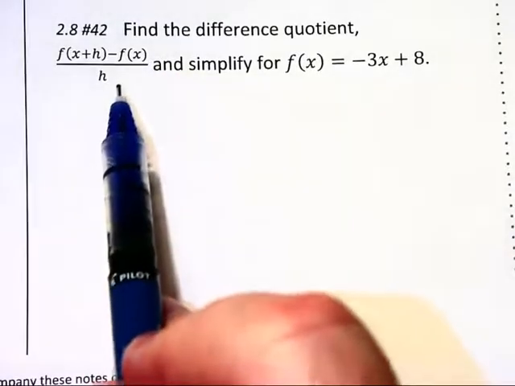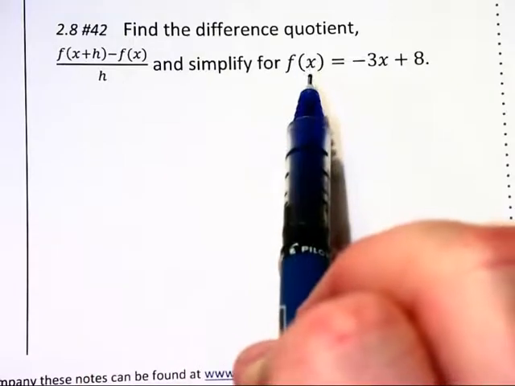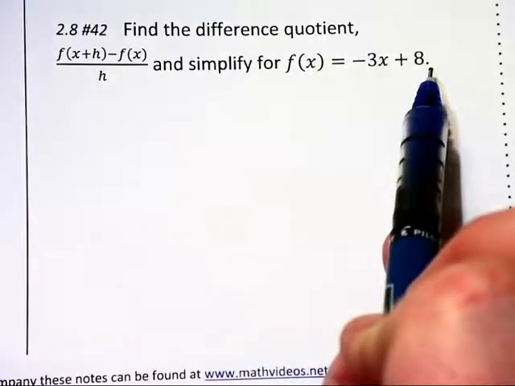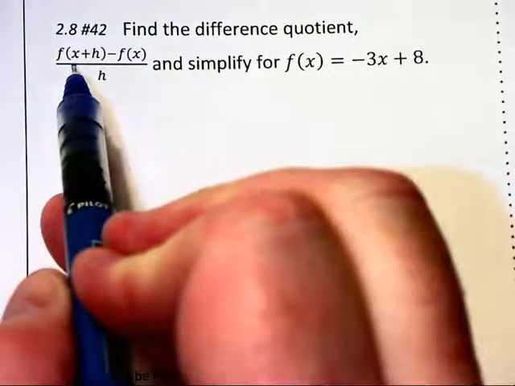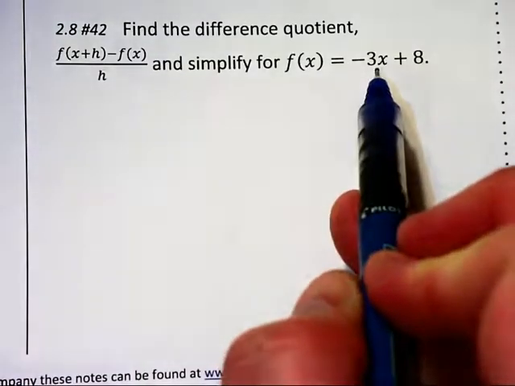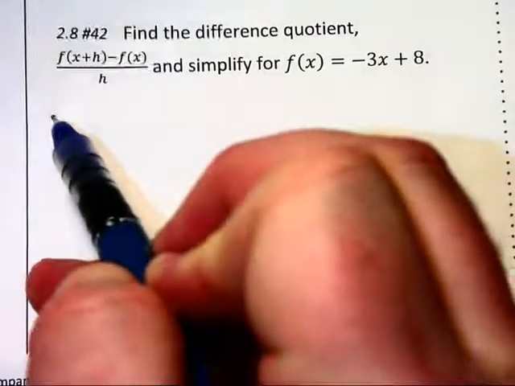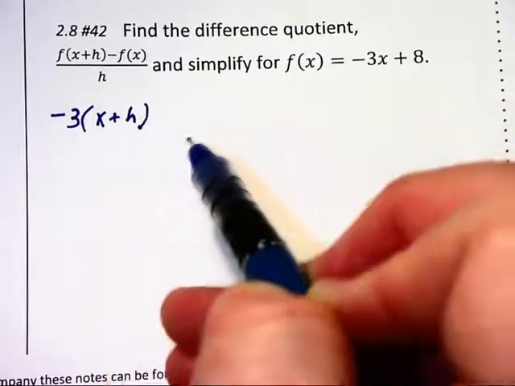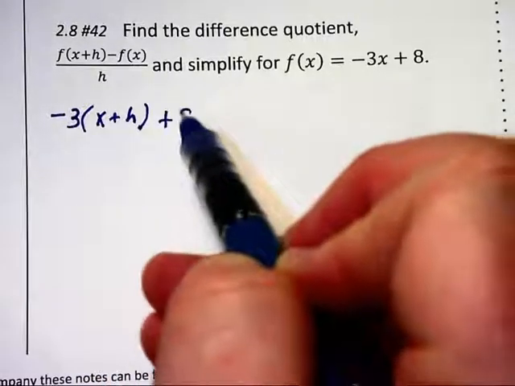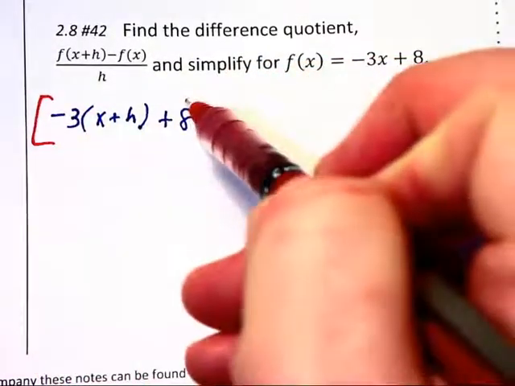This fraction that you see here is called the difference quotient, and we want to apply it to the function f of x equals negative 3x plus 8. Basically, we want to start with f of x plus h, and that's what you get when you substitute x plus h in for x in the function. So we're going to have negative 3 times x plus h plus 8. That right there is my f of x plus h.